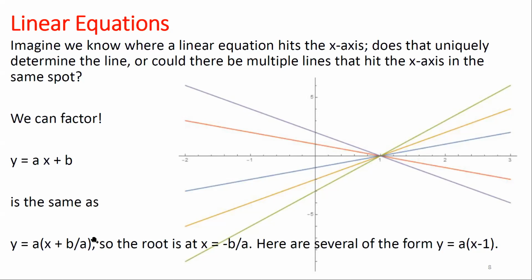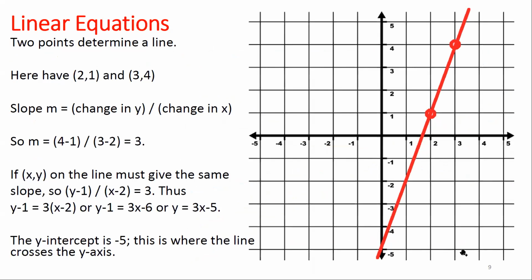Yeah. So I can write down something of the form y equals a times x minus 1, and that will go through the x-axis at 1, and the a will just change the slope. And so if I tell you the root, I don't quite know the line. I know it up to its slope.